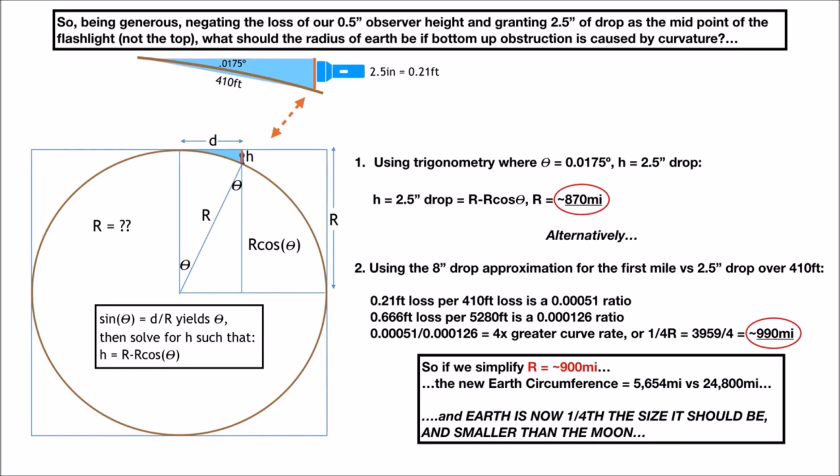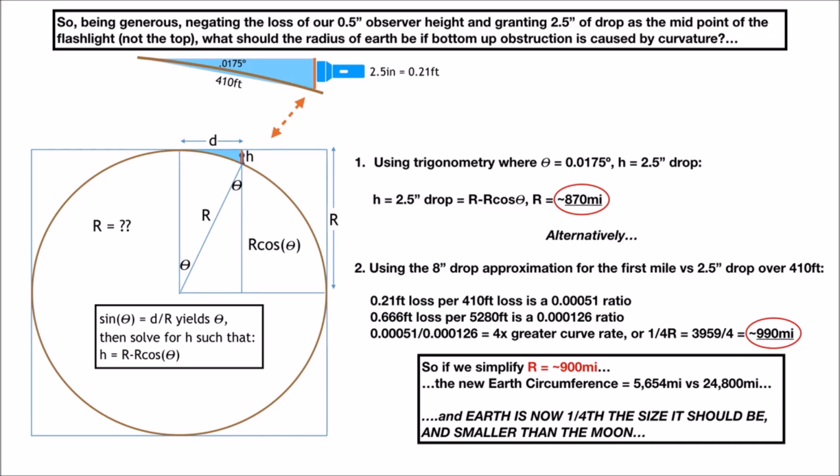So being generous and negating the loss of our 0.5 inch observer height and granting 2.5 inches of drop, basically as the midpoint of the flashlight, not even the top, what should the radius of Earth be if we're going to assume that bottom-up obstruction is always caused by curvature? In other words, if I'm losing 2.5 inches across 400 feet, what kind of radius would that purport? What kind of globe should I be standing on if bottom-up disappearance is caused by physical obstruction?